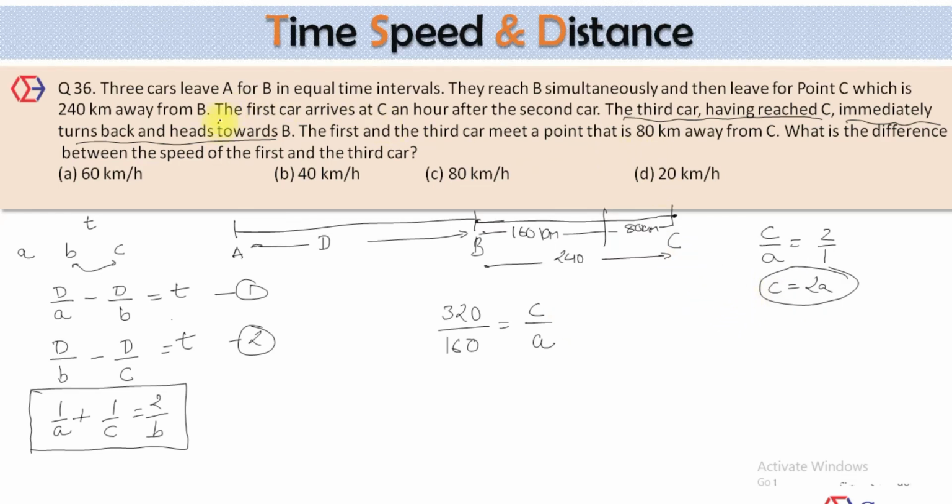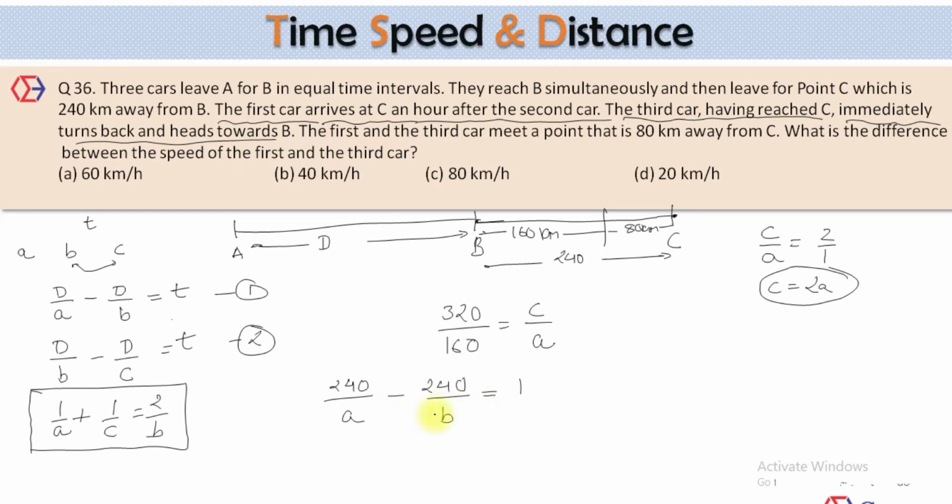Now look at this one. The first car arrives at C an hour after the second car. So the time taken by the first car to cover this 240 kilometer would be 240 by A. The time taken by the second car would be 240 by B. And I know that the second car took 1 hour less than the first car. So can we write it like this? Yes or no? So it becomes 240 by A minus 240 by B is equal to 1.